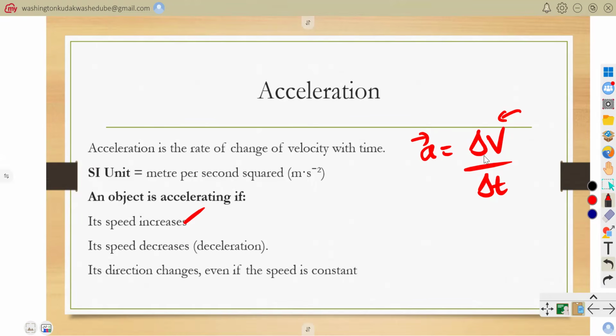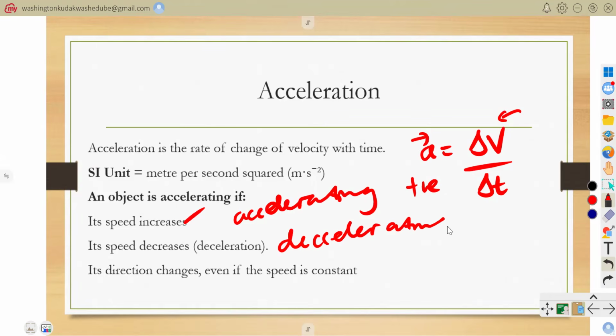Wherever we have got a change in velocity or a change in speed, we know that we have got acceleration. It might either increase or it might decrease. When it increases, we know that our object is accelerating in the positive direction. Whenever the object decreases in speed, we know that our object is decelerating, meaning to say that it is accelerating in the negative direction.